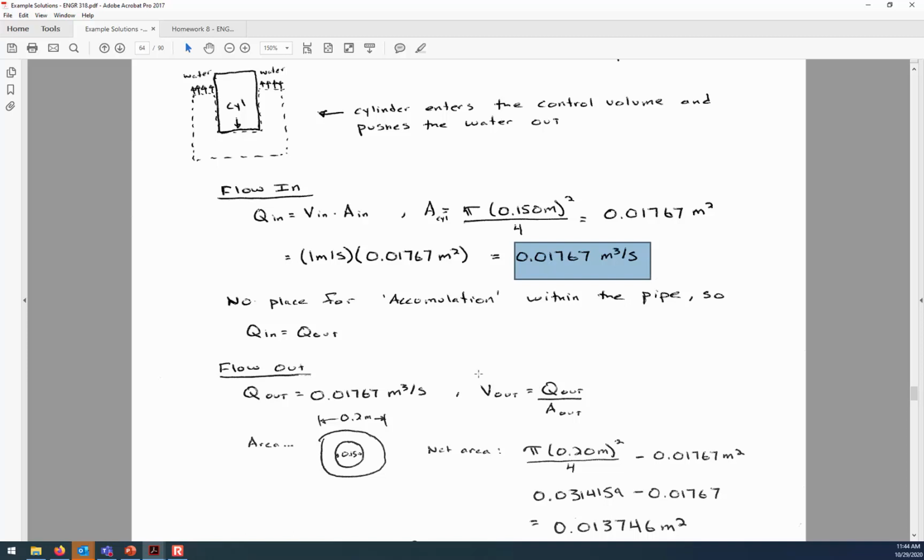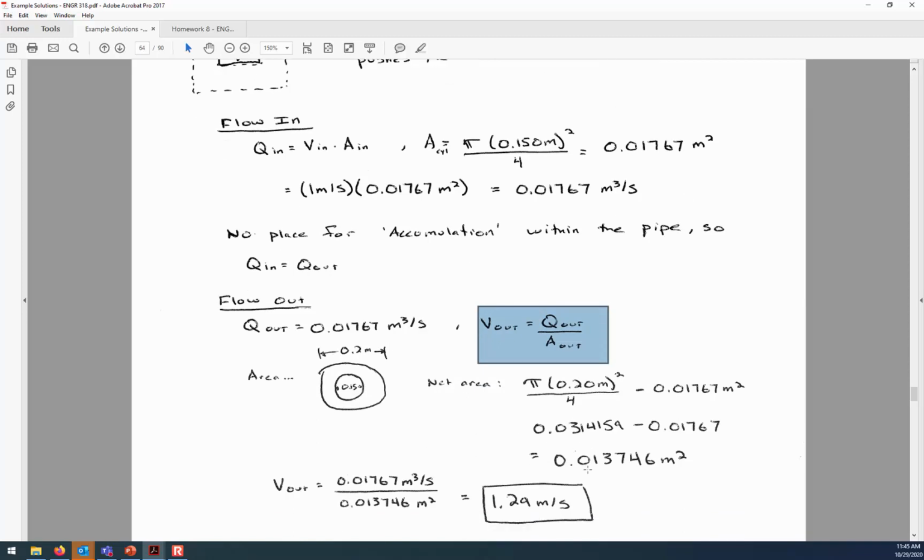And then we're going to use this formula to find the velocity of the fluid. This is the same reconfiguration of the continuity equation that we used when we were finding how quickly the water level was rising in a tank, right? We were looking at the net difference between in and out, and then the cross-sectional area through which the flow was occurring. And so here, in this ring shape that's outside of the cylinder but inside of the pipe, the net area you can see is 0.0137 meters squared. And so the water is going to be flowing up at a velocity of 1.29 meters per second.